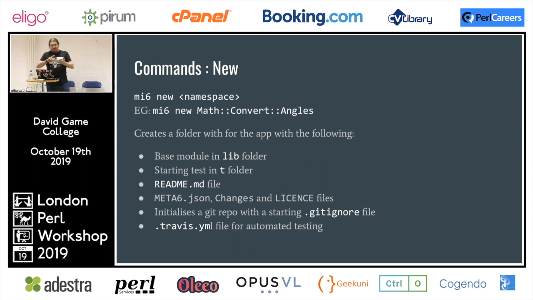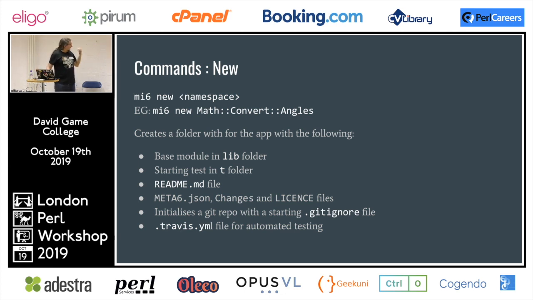Meta 6, it's got a Git repo, it's got an initial commit for your Git repo, and it's got a Travis file so that basically you can take this, make a GitHub repo, set it up as the origin, push it up there, and it will just work. And I love that because I'm lazy. So if things just work, I'm happy. So that's cool. So that's the new command.